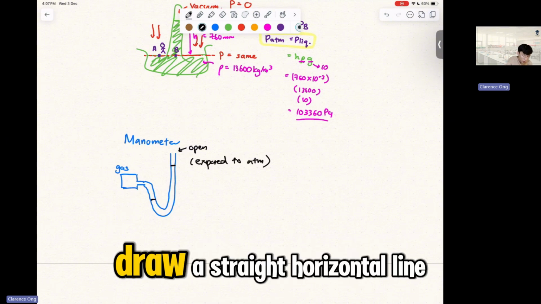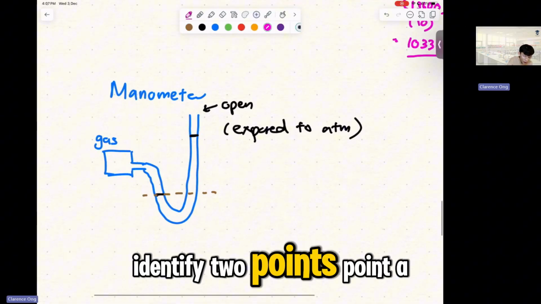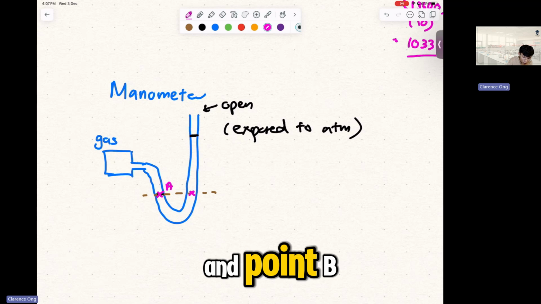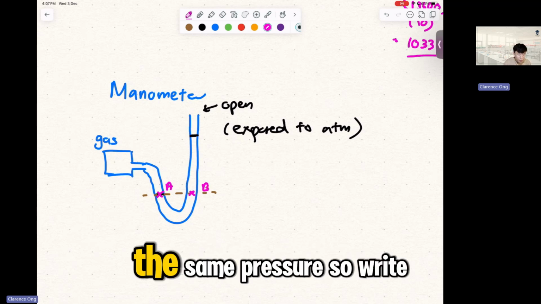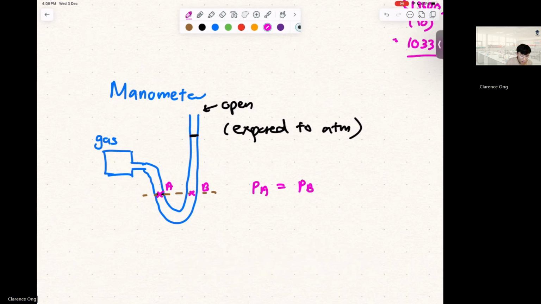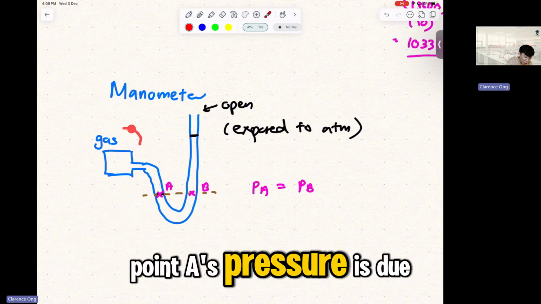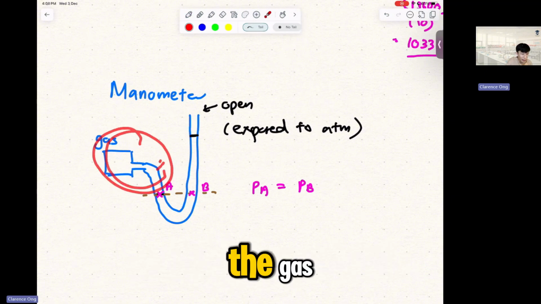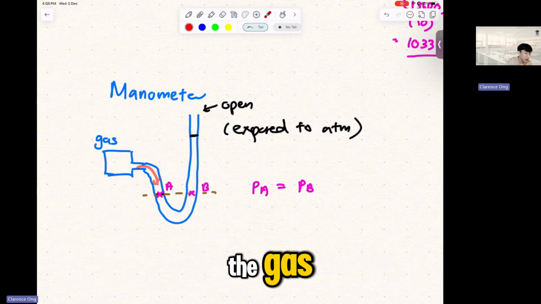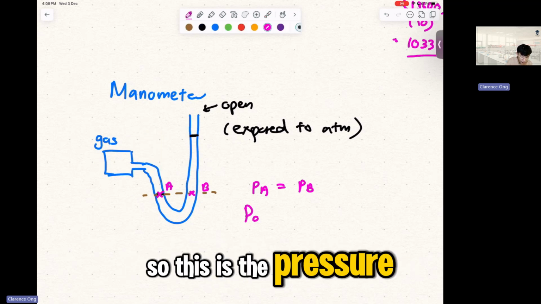Use the same principle. Draw a straight horizontal line. Identify 2 points, point A and point B. Point A and B have the same pressure. So write this equation first. Look at point A. What is point A's pressure due to? Point A's pressure is due solely to the pressure of the gas because it's only exposed to the gas. It's not exposed to the atmosphere because it's a sealed tube. So this is the pressure of the gas.